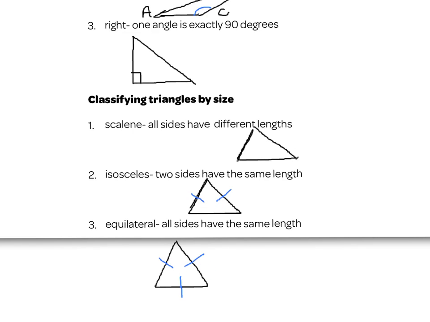Number 2, an isosceles triangle. An isosceles triangle is a triangle where two sides have the same length. Here is a triangle where two side lengths are exactly the same. Therefore, it's isosceles. And number 3, an equilateral. An equilateral triangle is a triangle where all sides have the same length, as indicated here.